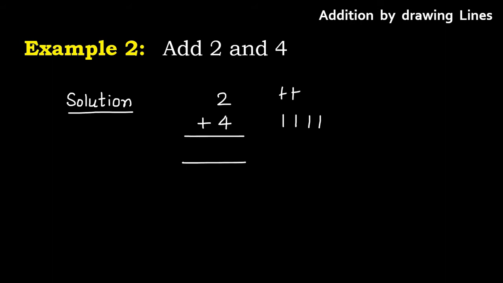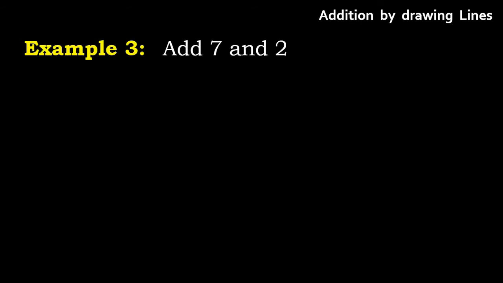1, 2, 3, 4, 5, 6. The answer is 6. This can be written like this also. 2 plus 4 is equal to 6. Example number 3. Add 7 and 2. Solution.